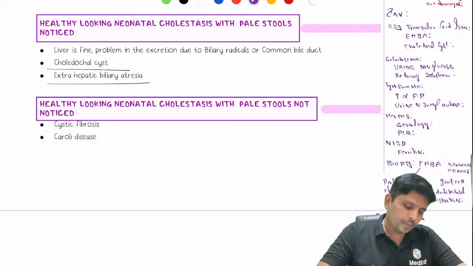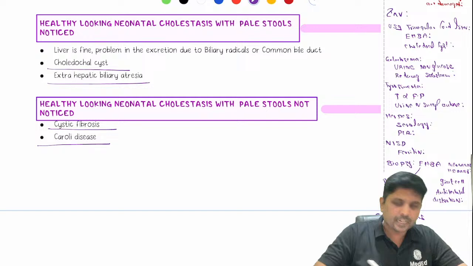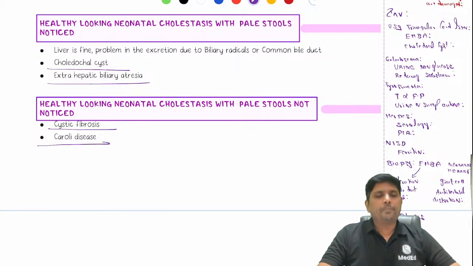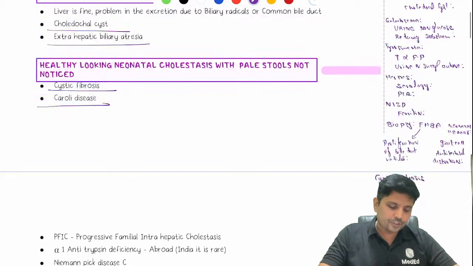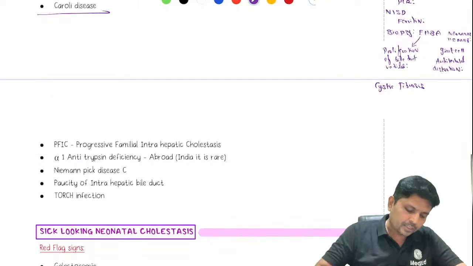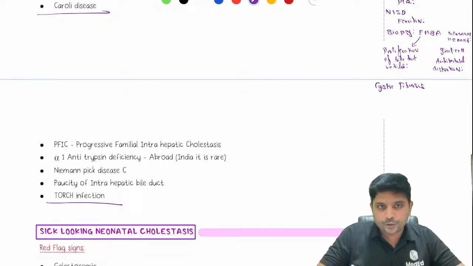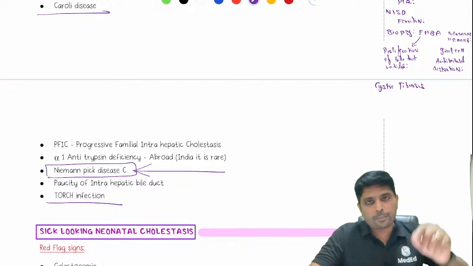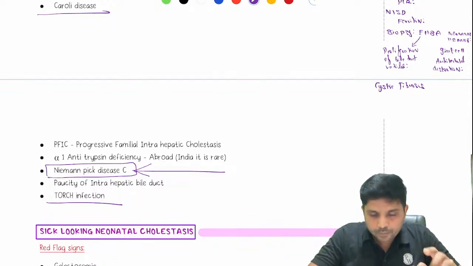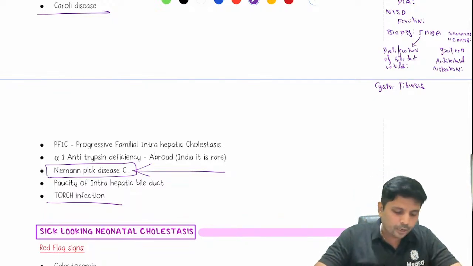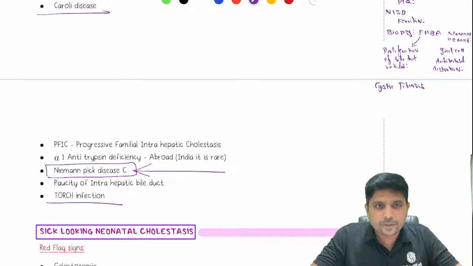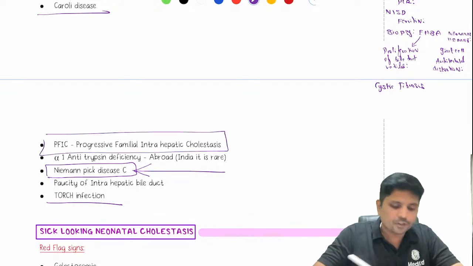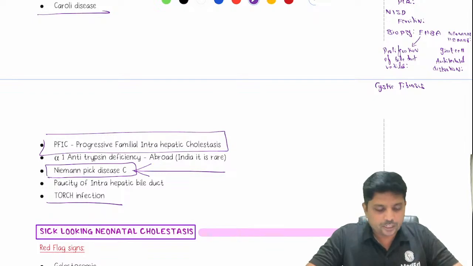Other causes are cystic fibrosis or intrahepatic dilatation of bile duct, which can occur in Caroli's disease. And other causes are TORCH infection, herpes, Niemann-Pick disease C, inborn errors of metabolism apart from galactosemia, tyrosinemia. You also need to know Niemann-Pick disease because of excess cholesterol storage. What is PFIC? Progressive familial intrahepatic cholestasis.